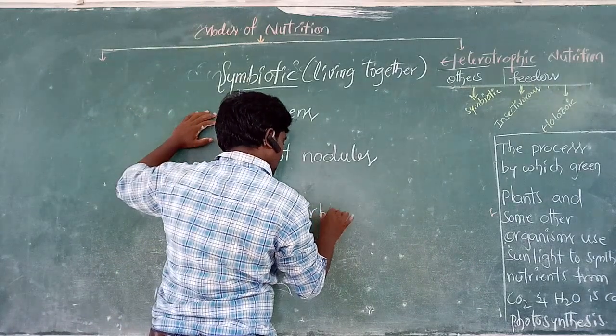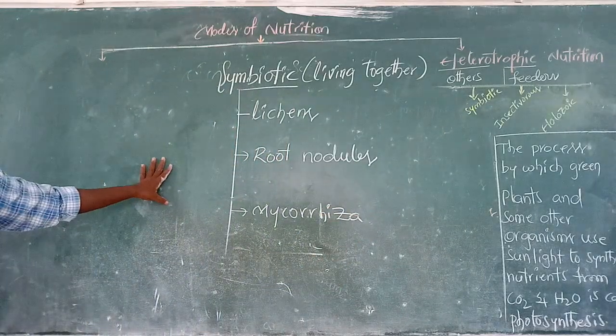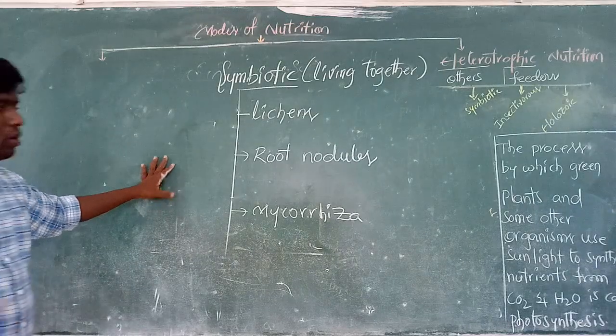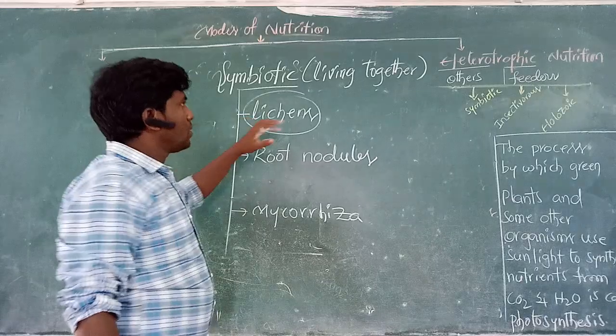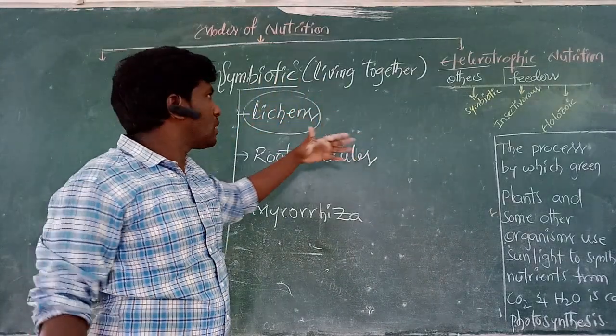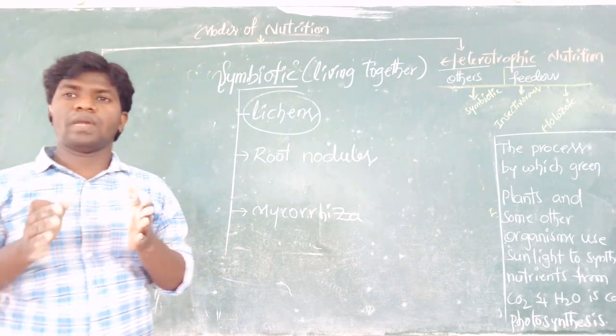Mycorrhizae. Lichens, root nodules, mycorrhizae. So, symbiotic means living together. The symbiotic plants are living together.